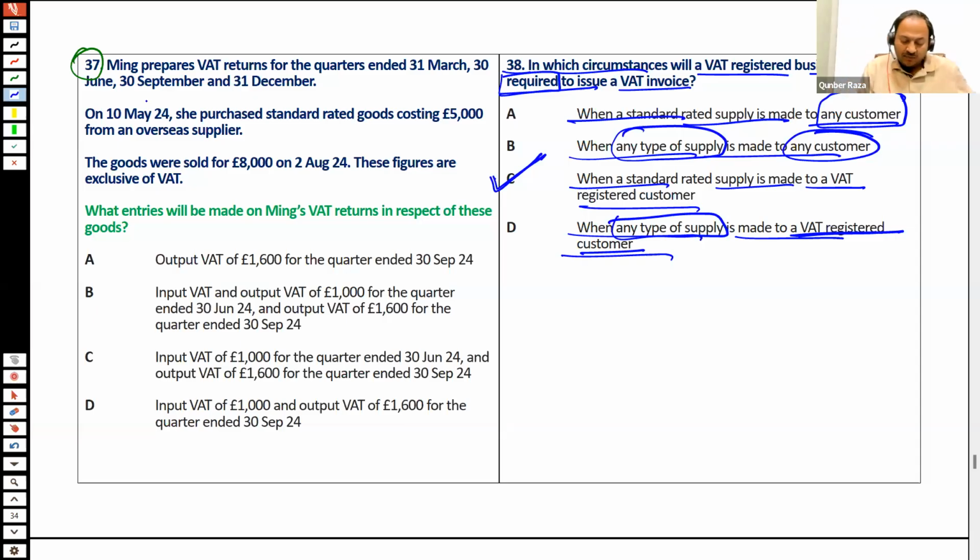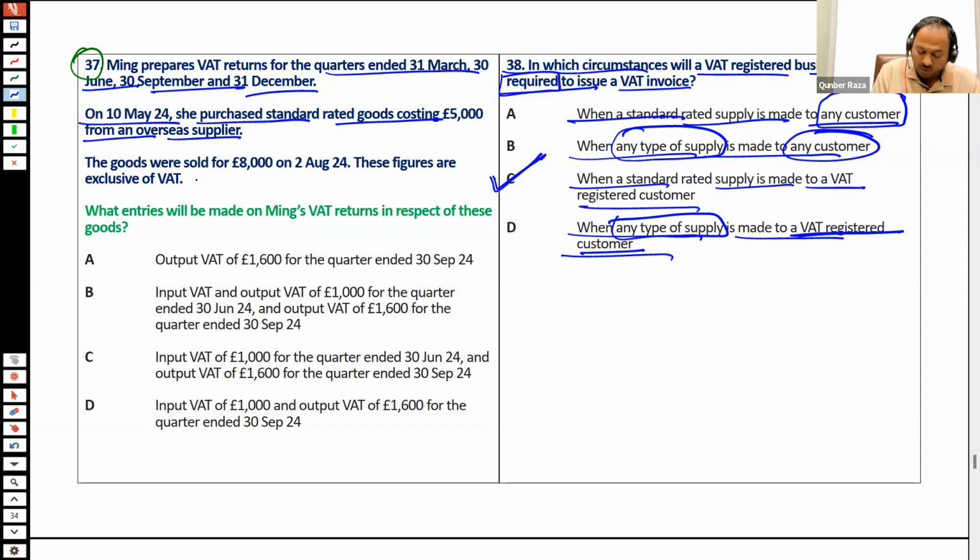Ming prepares VAT returns for the quarters ended 31st March, 30th June, 30th September, and 31st December. So Ming prepares VAT returns on a calendar quarter basis. On 10th May 24, she purchased standard rated goods costing 5,000 from an overseas supplier. The goods were sold for 8,000 on 2nd August. These figures are exclusive of VAT.